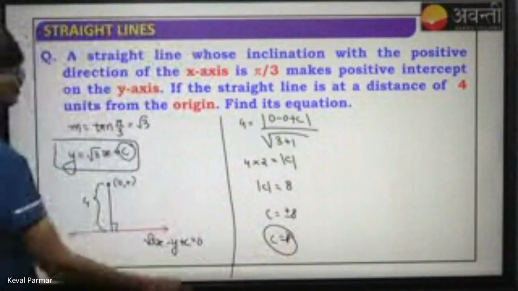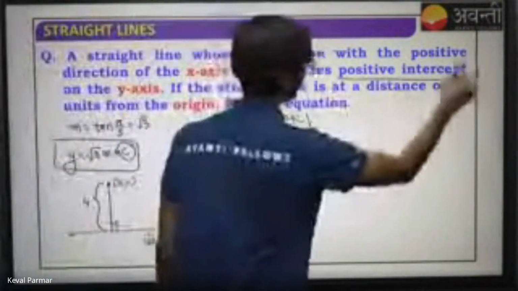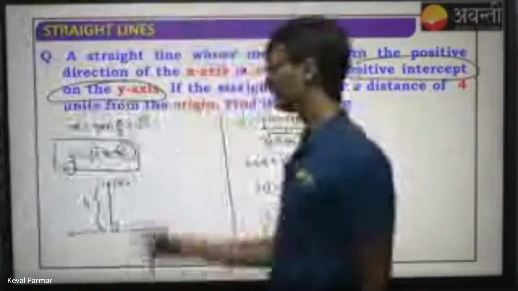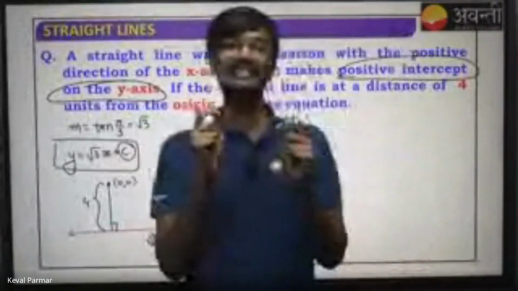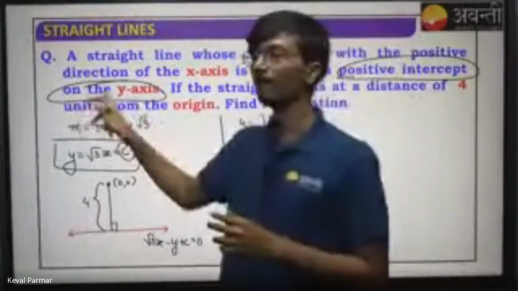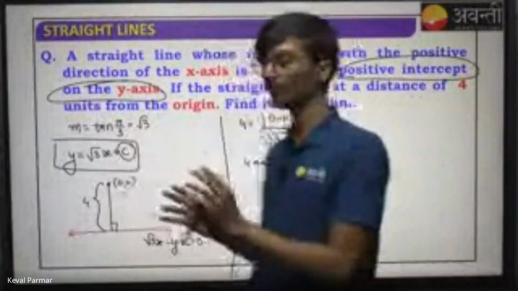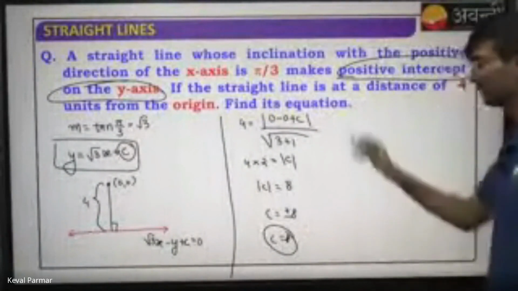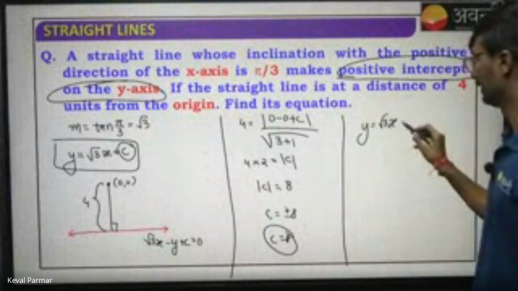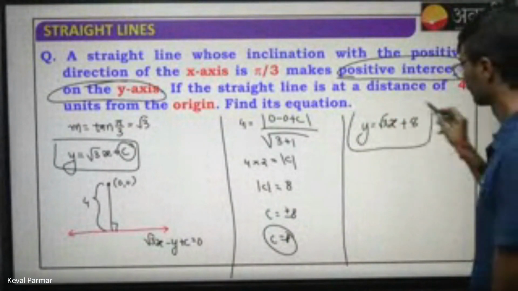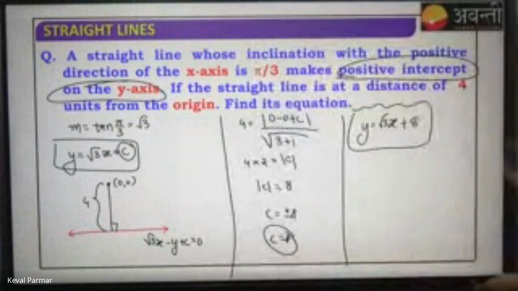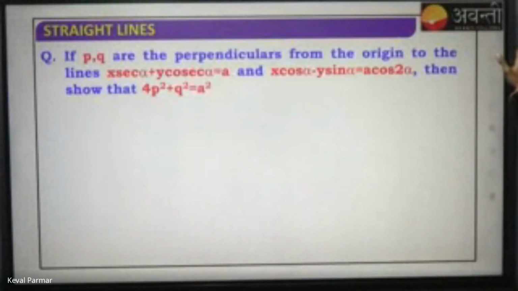We'll write c equals to 8. Why? Because the question says positive intercept on the y-axis. As we know that in y equals to mx plus c, c is the y intercept, and it says that the y intercept is positive. That means c should be positive. That means c is 8. Very simple. So I got my equation y equals to root 3x plus 8. Simple. Correct? That's how we rejected the negative. So I hope it is clear. This is a good question. Let's see what we have next.